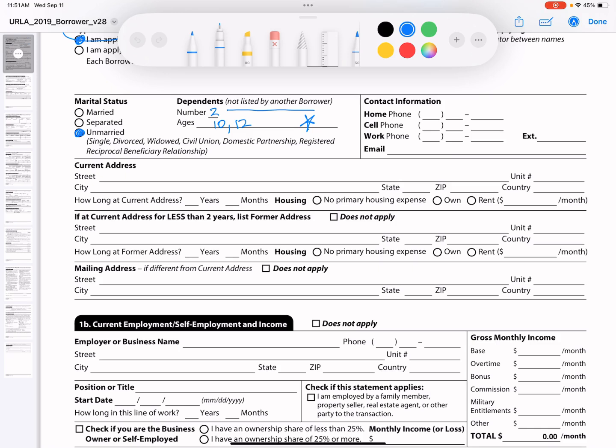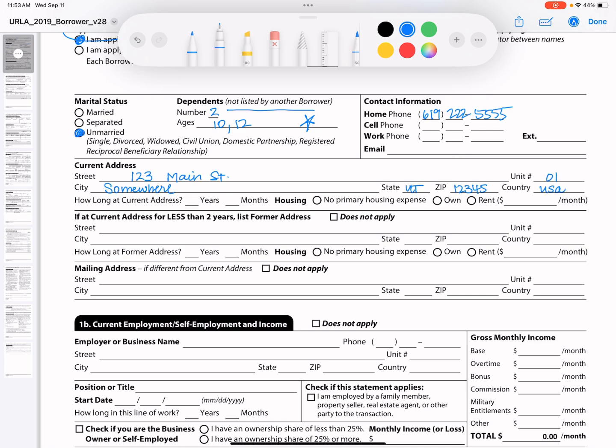This is really a Trojan horse to find out if you have any undisclosed debt, specifically child support debt and a child support obligation that you would need to document. Contact information, just put whatever number you're using. Your current address, just list whatever it is at the time.